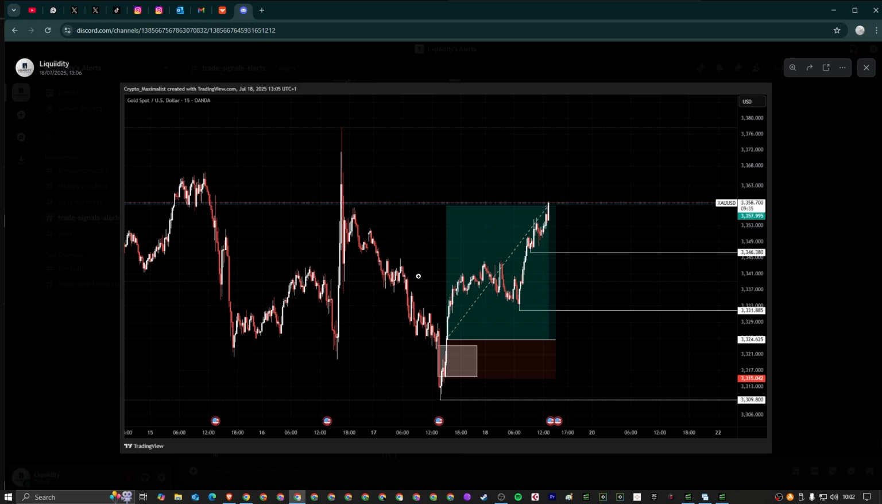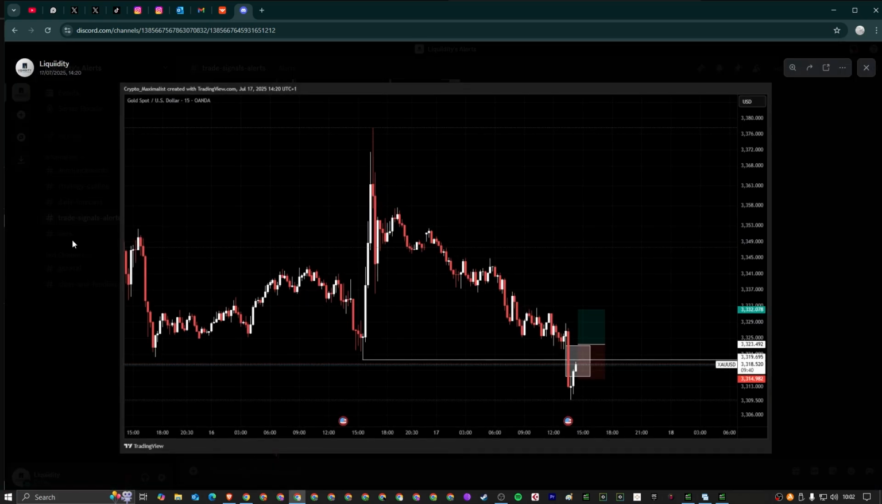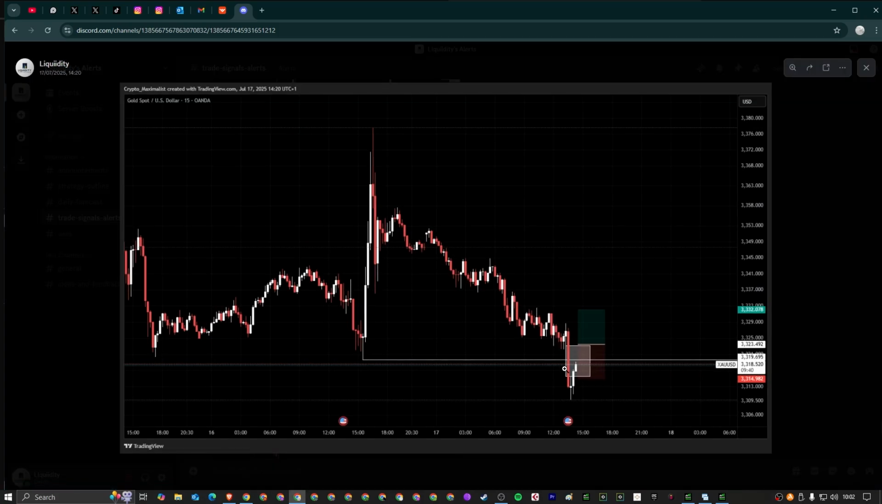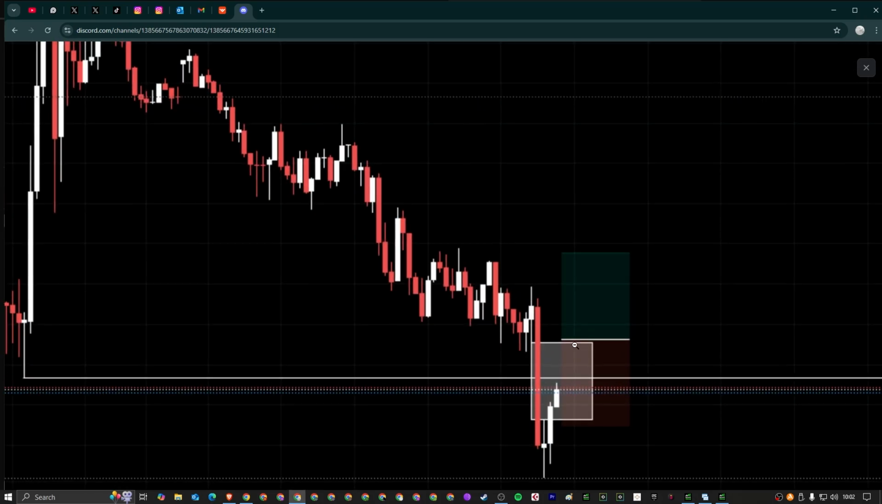There we go. This is the gold trade. I actually alerted this here. This 15-minute looks pretty damn good. I might try it. If we get it, you can see this was as it was playing out. I'd already put the trade in the chat. So you could see quite clearly that if this triggered here and we got the close above, that I would be taking this. You could see we were just in the midst of getting it.